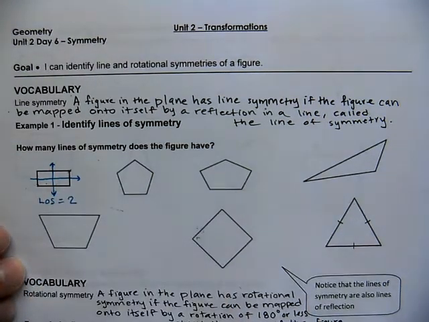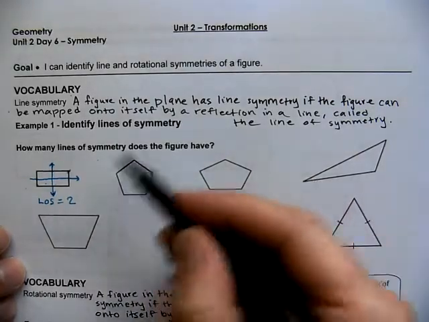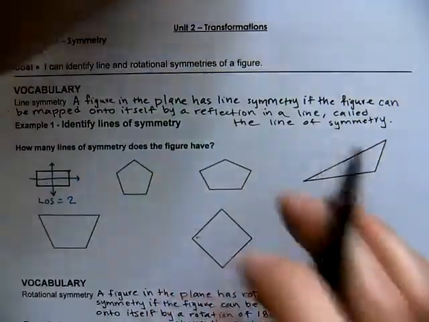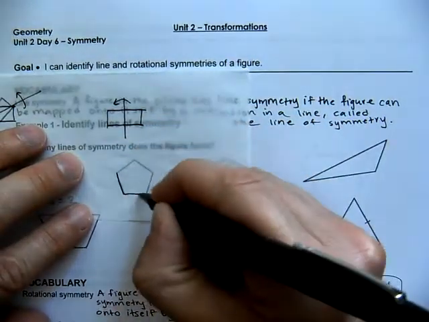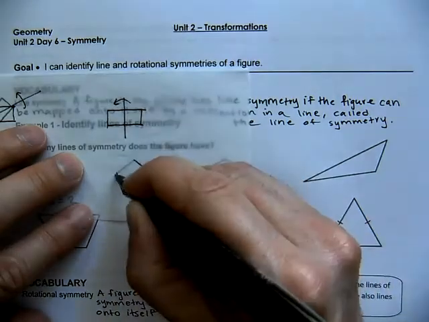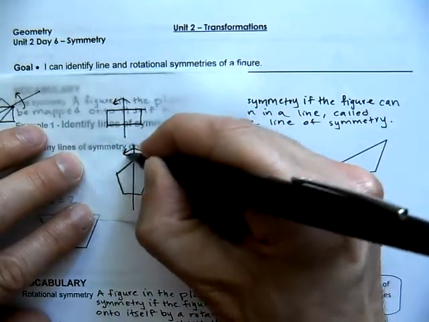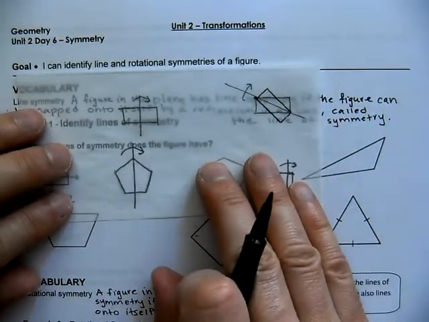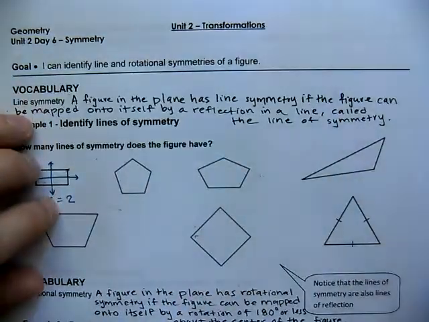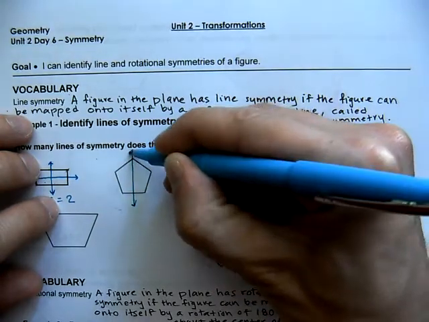2. Here we have a pentagon, so we have 1, 2, 3, 4, 5 sides and 5 vertices. So again, just a quick demonstration with the tracing paper. You can see that this is drawn so that we can draw a line of symmetry right down the center and then reflect the figure over that, we are going to map it right onto itself. And that's exactly what we're doing here. So we have a vertical line of symmetry.